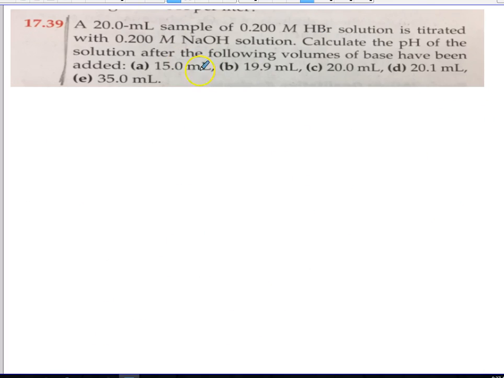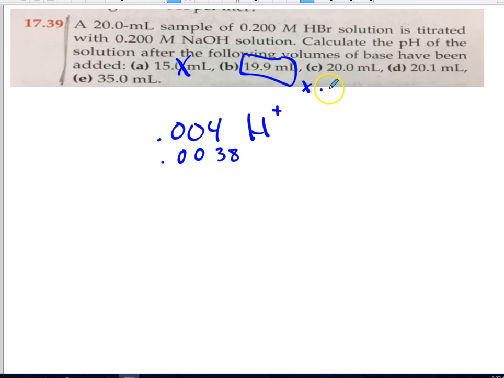All right. Now, so that wasn't bad. For B, we're going to do the same process. Remember, we had 0.004 of H plus. In B, we have 19.9 milliliters of NaOH. Do the math. It's 0.00398, right? Do you know where I got that number? I take that, multiply it by 0.2. Oh, 398? Okay, thank you.